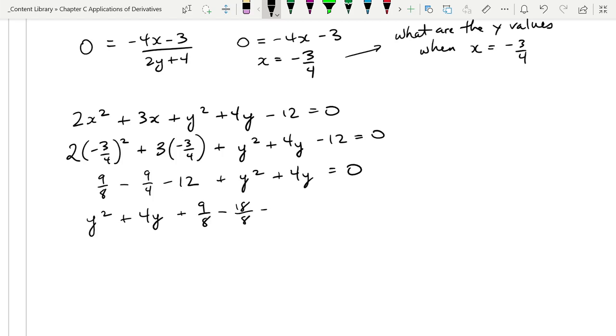And 12, what's 12 times 8? 96? And so we have negative 9/8 minus 96 more eighths is going to be negative 105/8.